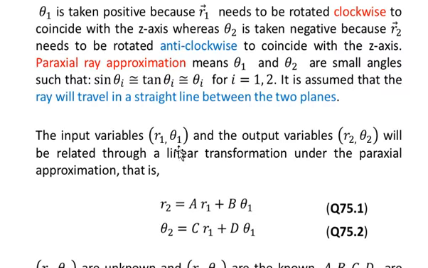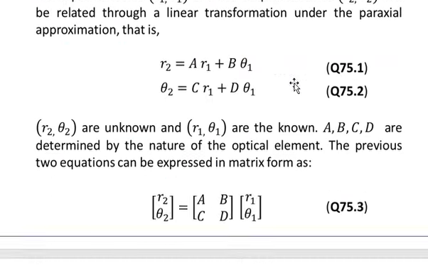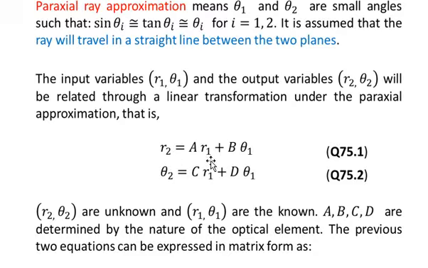The input variables R1 and θ1 and the output variables R2 and θ2 will be related through a linear transformation under paraxial approximation. That is, R2, the output at the Z2 plane, and R1, the value at the Z1 plane, and the optical system could be represented by the matrices ABCD. So we are writing that R2 is equal to A times R1 plus B times θ1, and similarly θ2 will be written as C times R1 plus D times θ1.